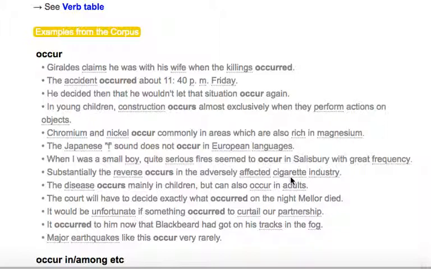Substantially, the reverse occurs in the adversely affected cigarette industry. Wow. Okay, what does that mean?